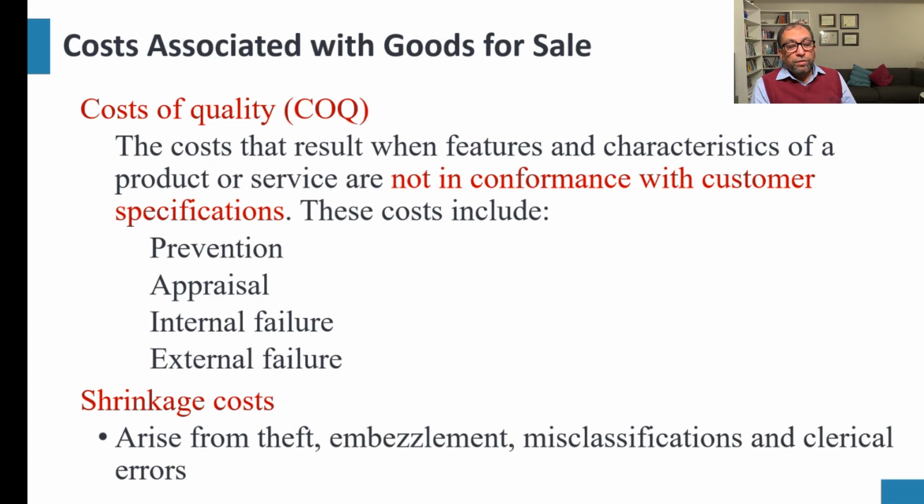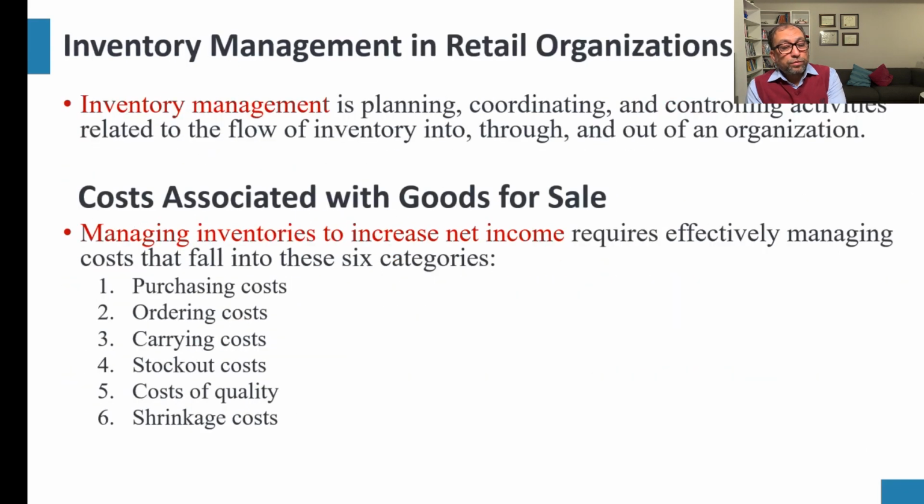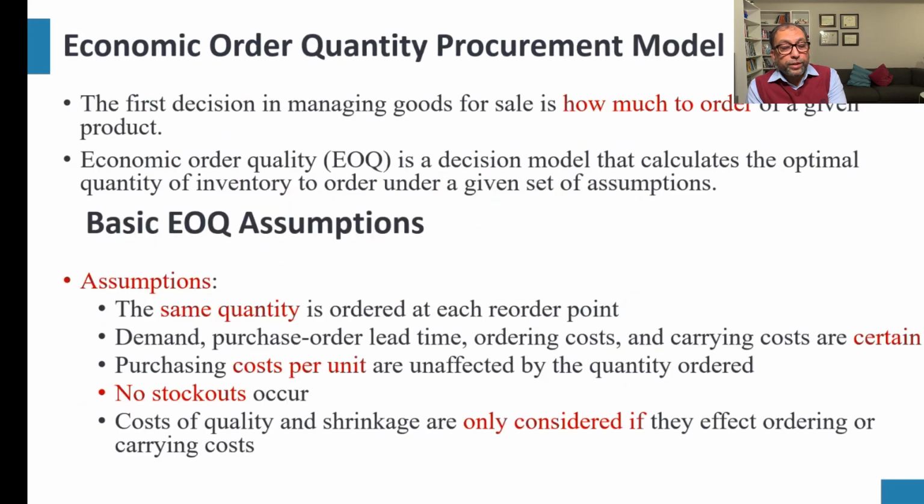The cost of quality is the cost that results when the features and characteristics of a product or service are not in conformance with the customer specification. These costs include prevention, appraisal, internal failure, or external failure. Shrinkage arises from theft, embezzlement, misclassification, and clerical errors. So these are all the six types of cost associated with inventory.